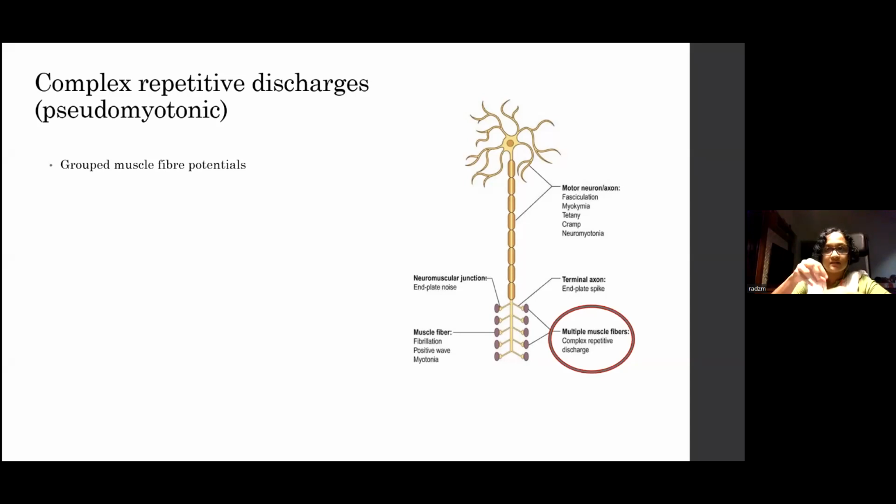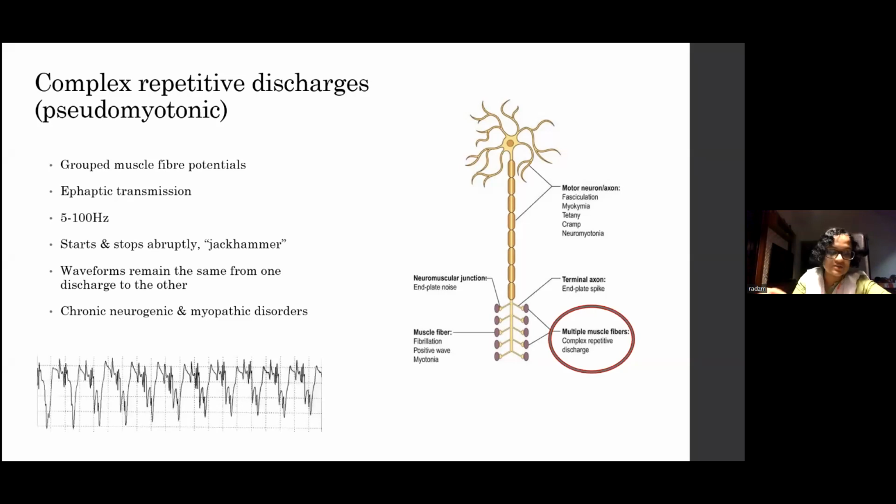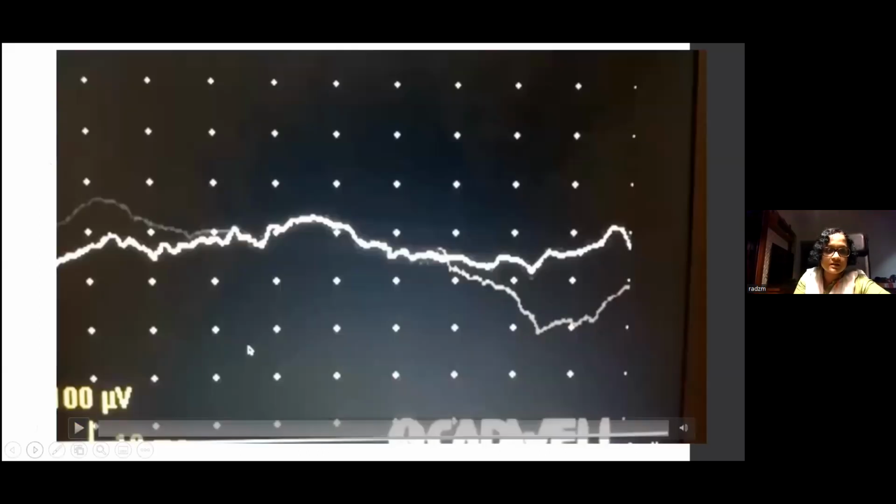So these muscle fibers are damaged and next to each other, so they keep discharging around in a circle, called ephaptic transmission. And that's why multiple muscle fibers are involved in complex repetitive discharges. They start and stop abruptly, like I said before, with a jackhammer quality. So they go drrr, drrr, that's how it goes. I've said that neurogenic and myopathic disorders look the same. Although they go round and round in circles from different muscle fibers, the same types of muscle fibers are generating it, so you see the same type of motor unit action potential on screen. So that's what it looks like.